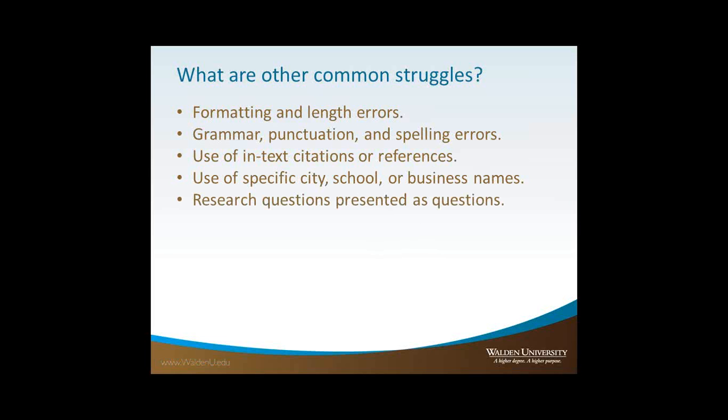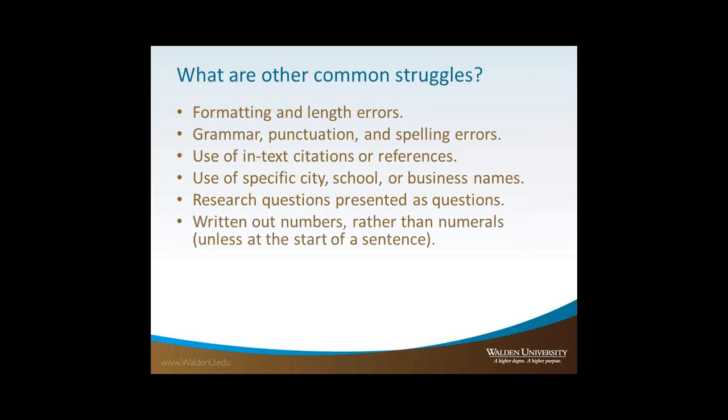Okay, other common struggles. Research questions are presented as questions. We know now that those research questions should be presented as declarative statements. Numbers are written out as words rather than as numerals. And I'll explain here. This is a weird rule, but it's an APA rule that in abstracts, unless a number is at the very beginning of a sentence, that number should be written as a numeral. So it should be the number 9 instead of the word nine, N-I-N-E. And that looks odd in the abstract, but it's APA rules.